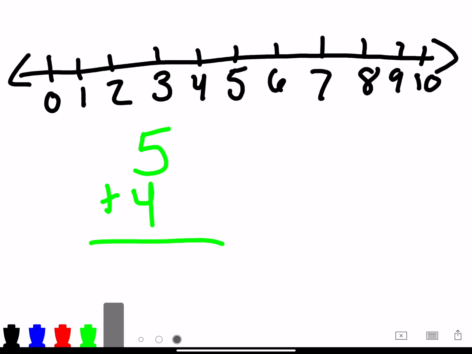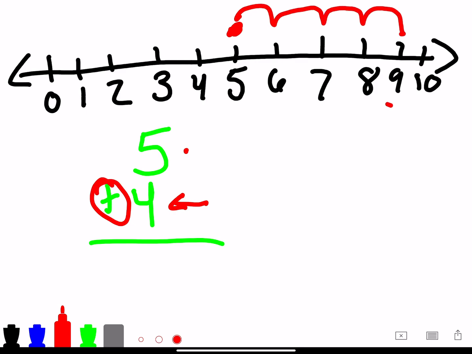But if you look on our number line, 5 is further away than 4, because 4 is closer. 5 and 4 are both very close to 0, but 5 is one higher than 4. So we're going to put our dot on 5, and since we're using our addition sign, we're gaining, so we're moving further away from 0. We're going to go up 4 times because of the 4. 1, 2, 3, 4. And look, our sum is going to be 9. So that is our answer.